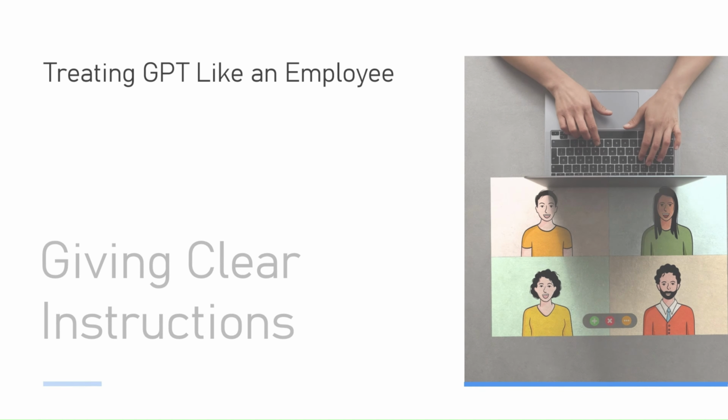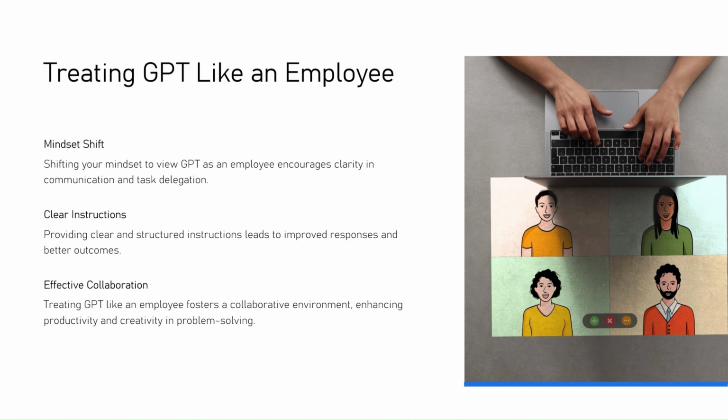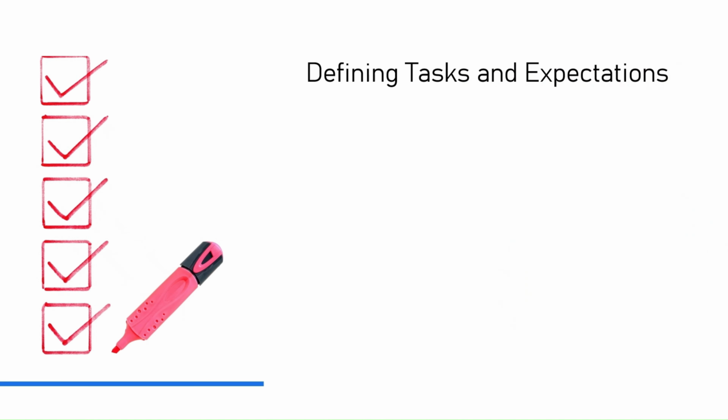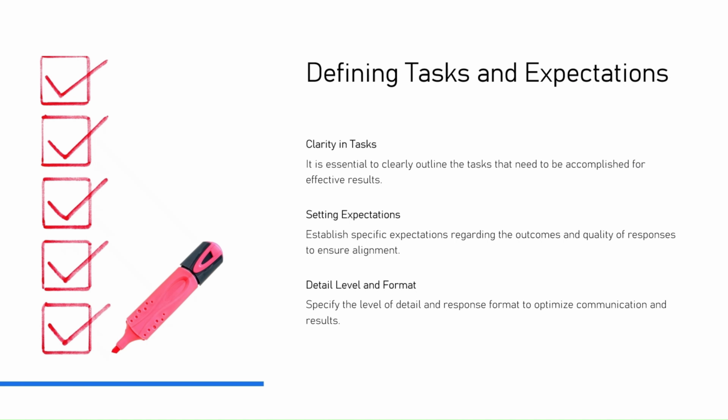Clear instructions help GPT to give better answers. Be direct and specific so it knows exactly what you want. Treat GPT like an assistant, give it a clear task just like you would an employee. This helps you to get a better result. Tell GPT exactly what you want to do. Say how much detail you need and what format you want the answer in.